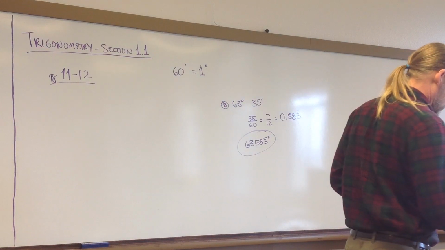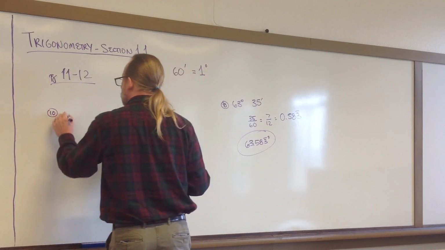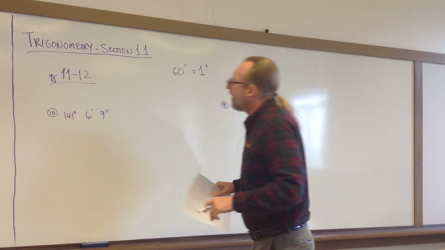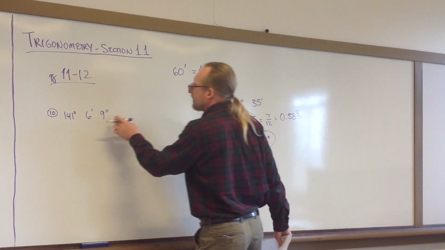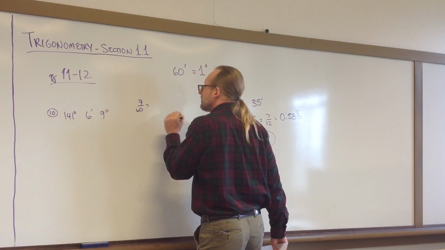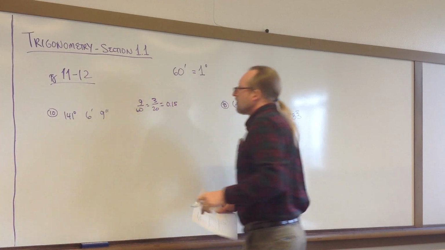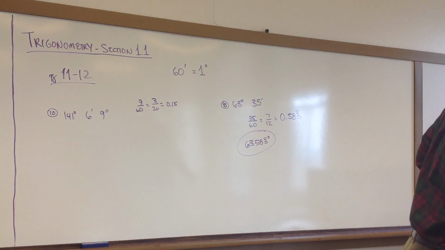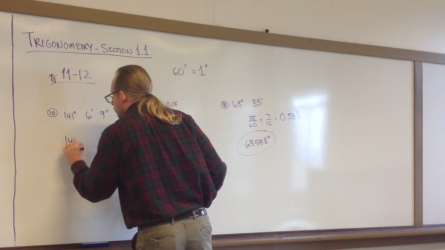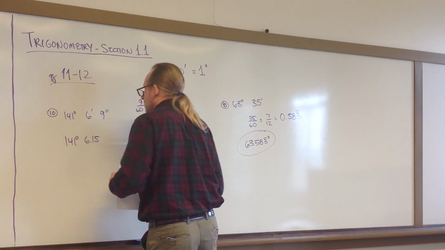All right, what else? Problem 10. Now we've got minutes and seconds in here. 141 degrees, 6 minutes, 9 seconds. So what we want to do here is first convert the seconds into minutes. We do 9 over 60, which is 3 over 20, should be 0.15, right? 9 divided by 60 is 0.15. So that means this is 141 degrees and 6.15 minutes.